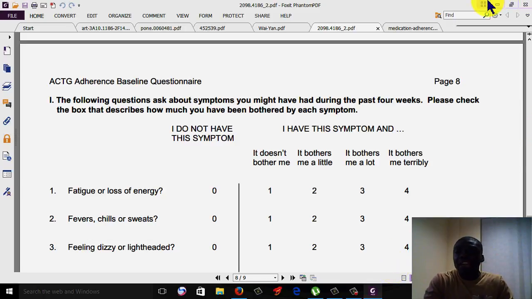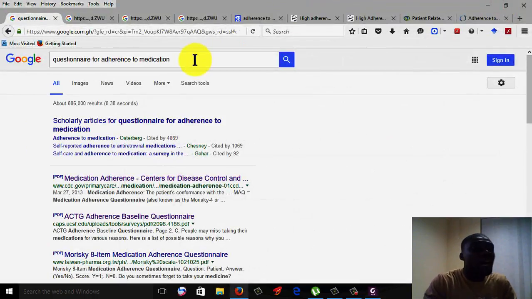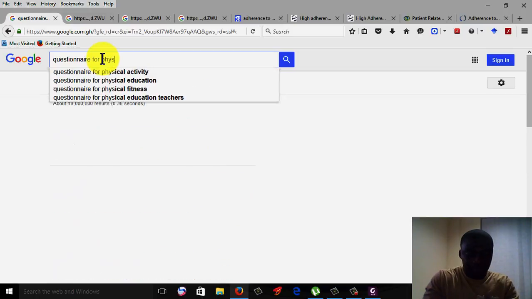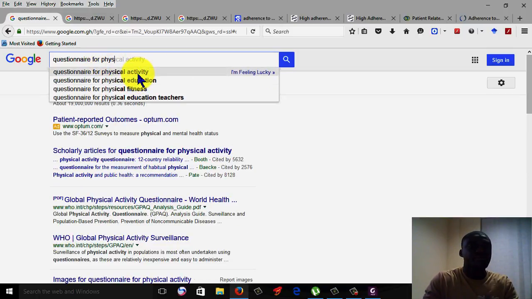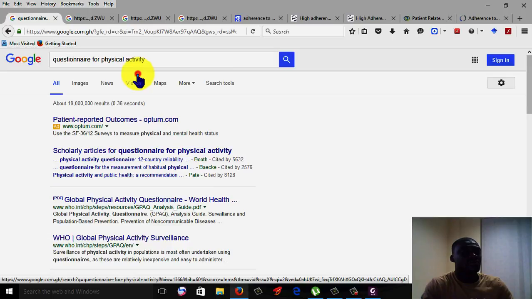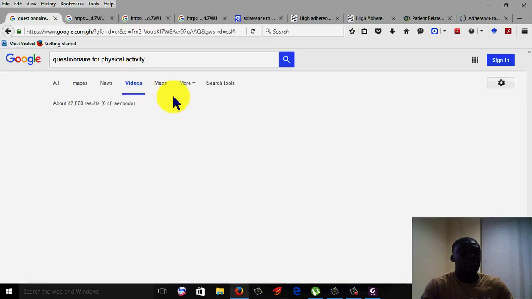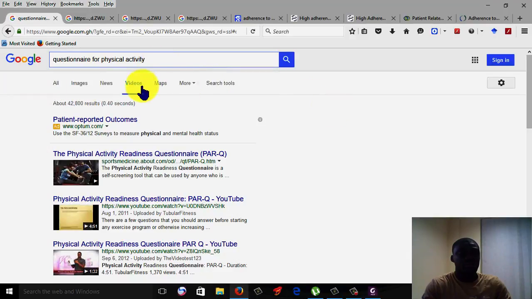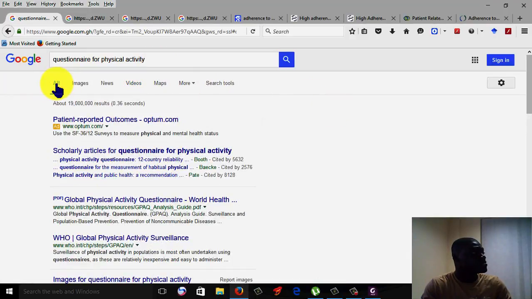So now, if you want to look at some of those things, what you don't know is that there are questionnaires that are made for these things. So let's look at a questionnaire for physical activity or exercise and see. So always there is something on what you want to do. It may not be related, or it may be directly related, but you get an idea.